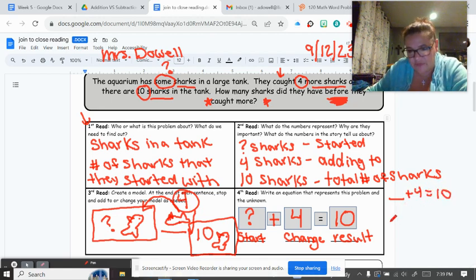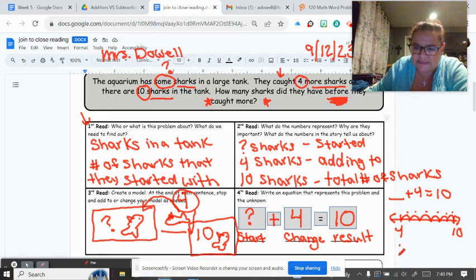So how can I solve that? Well, I can do a couple things. The first thing I can do is maybe just draw a number line. And I'm going to start at 4, and then I need to get to 10. So 4, 5, 6, 7, 8, 9, 10. So how many jumps did I do? 1, 2, 3, 4, 5, 6. So would that make sense? 6 plus 4 equals 10.